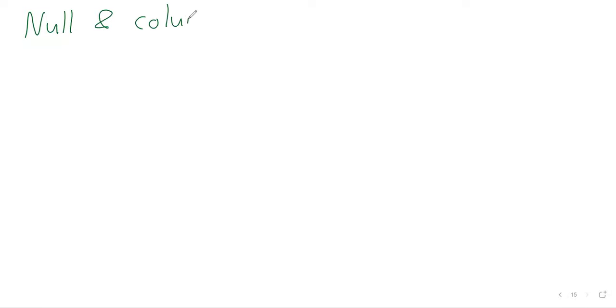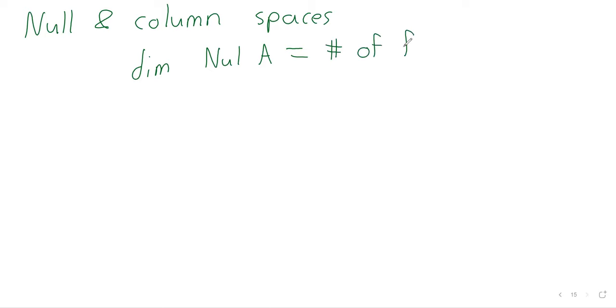We can find the bases of null and column spaces. So we can certainly find the dimensions of null and column spaces. Just find the bases and count the number of vectors. As a theorem, the dimension of the null space of a matrix is the number of free variables.